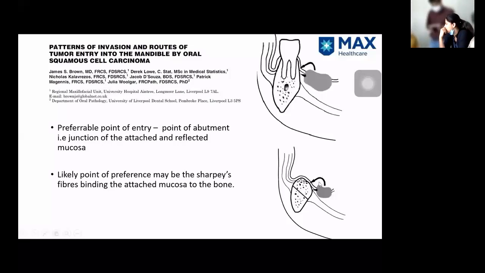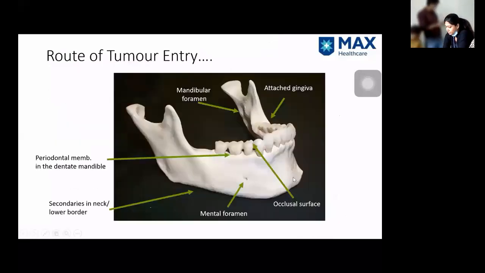In an edentulous mandible, the erosion can also happen from the occlusal surface. Besides that, there are several other ways of entry. If we start from one end, it can go in from the mandibular foramen, coming onto the top from the attached gingiva, teeth, that is the occlusal surface. Then, as discussed previously, the point of abutment, or where the mucosa is being reflected. Then it can come from the periodontal membrane, which is attached over the mandible, the mental foramen, and even neck nodes can erode onto the mandible.